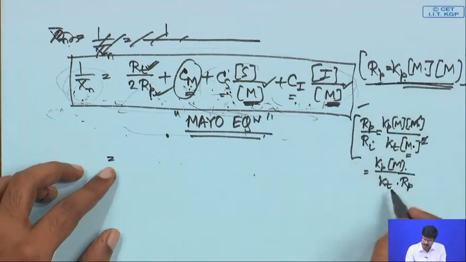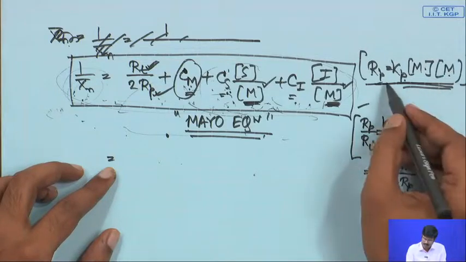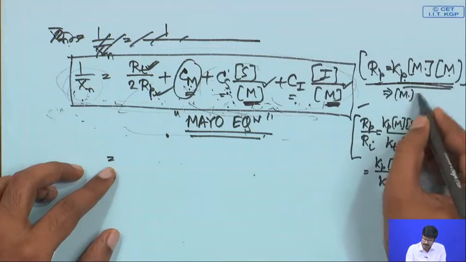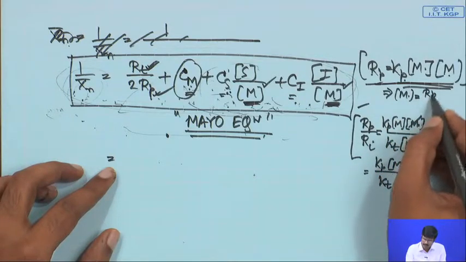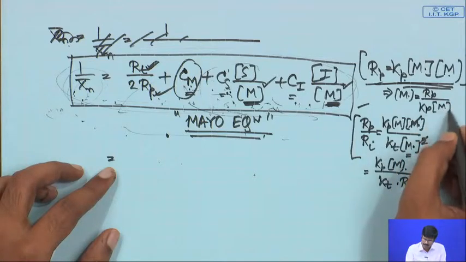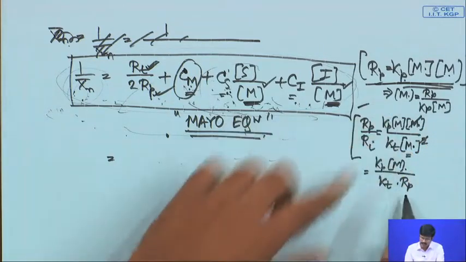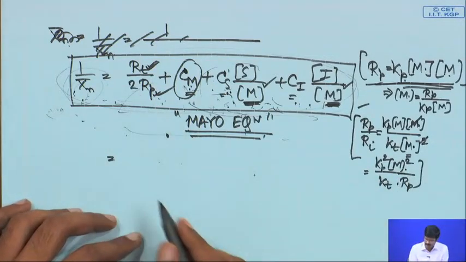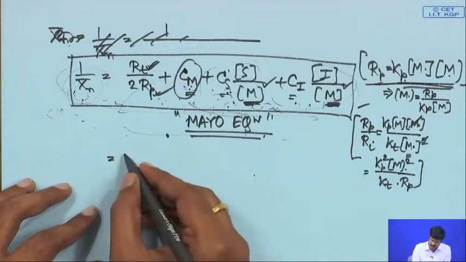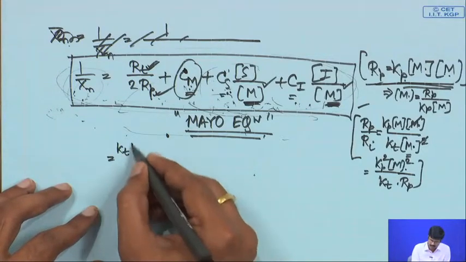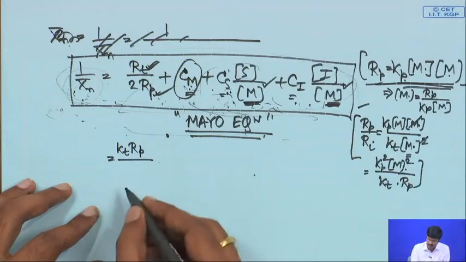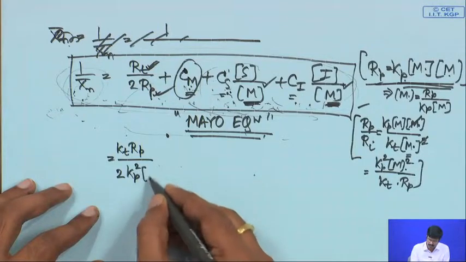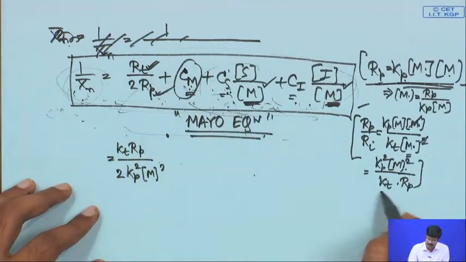From this particular expression, m dot is nothing but R p divided by K p into m. So, you are replacing this m dot by that. It will become K p square into m square. You just replace that term here. What you will have then is K t into R p divided by 2 K p square m square. R p divided by R t is nothing but this.